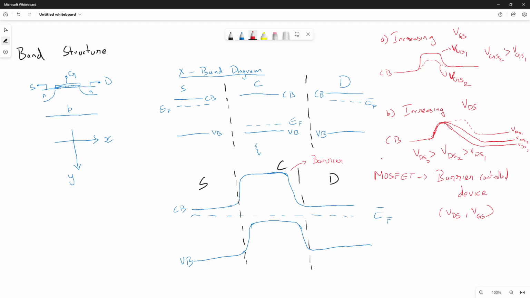So far, remember, we have not done any mathematics. We are just qualitatively analyzing the things. Essentially, what we are able to say is that increasing VGS will lower this barrier, so that will make the entry of electrons easier.